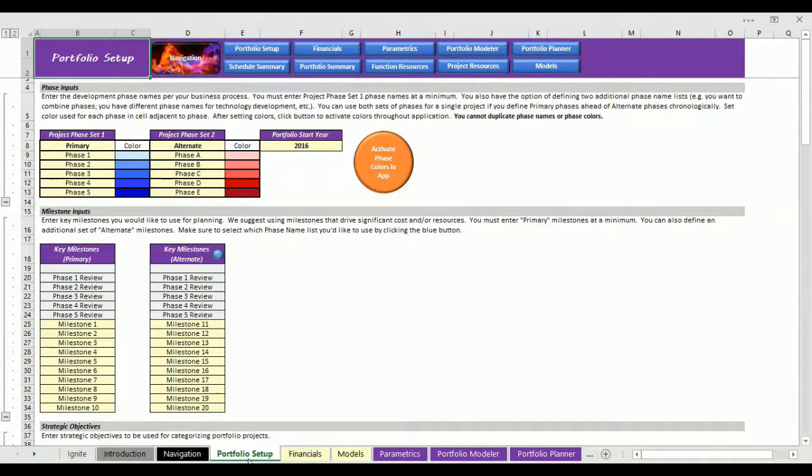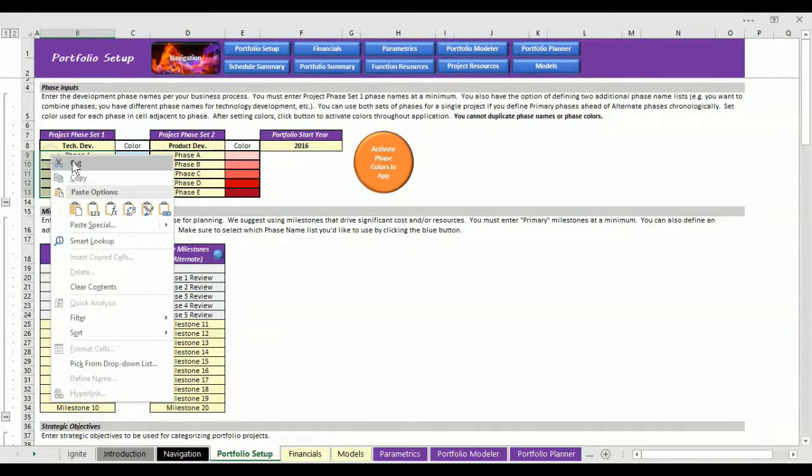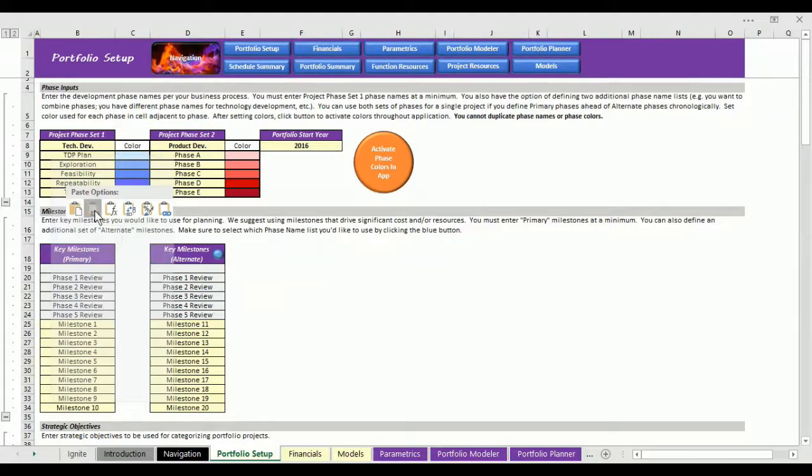Let's begin by naming the project phase sets and inputting the phase set names. Let's choose technology development and product development. Let's input the technology development phases. And the product development phases.